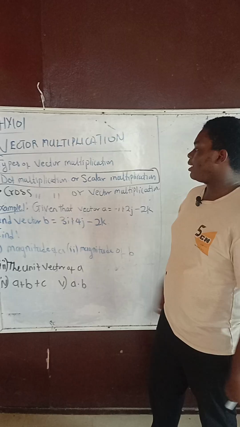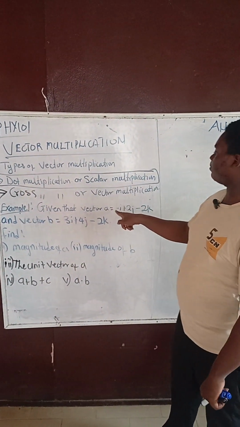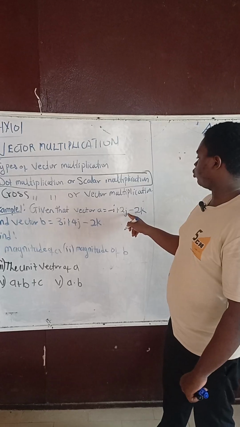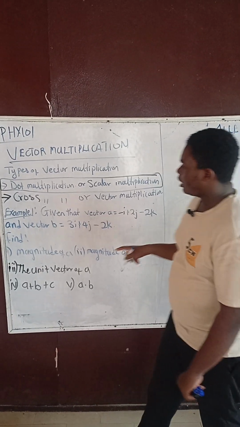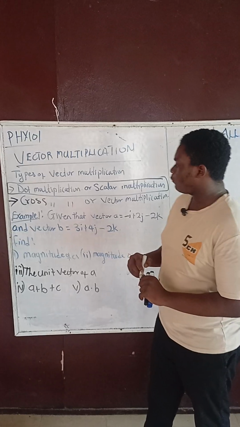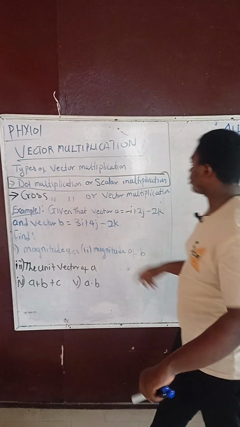Let's read the question now. Given that vector A is equals to minus i plus 2j minus 3k, and vector B is equals to 3i plus 4j minus 2k, find i, the magnitude of A. Solution.